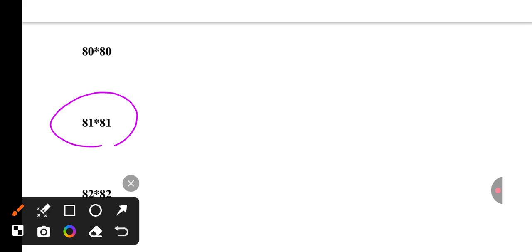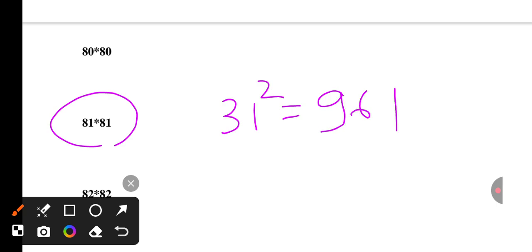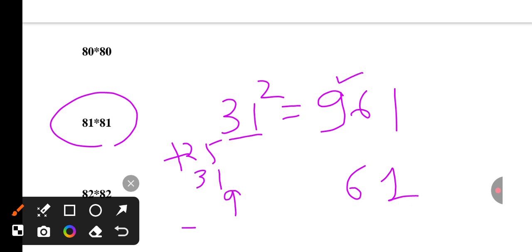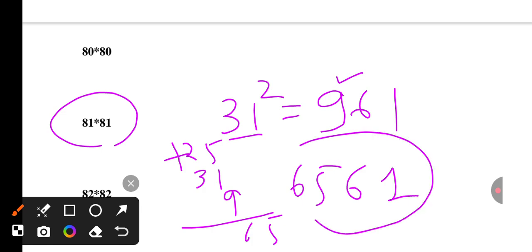Next is 81 square. Okay, how to calculate 81 square? It is how much more? 31 more. What is 31 square? 30 square is 900. 31 square is 961, means 31 square equals 961. Next step is 61. What is our next step? 25 compulsory, add 31 more, 31. How much carry? 9 carry. Okay, it is 65, means 6561 is the answer of 81 square.